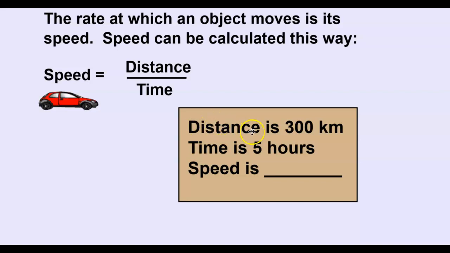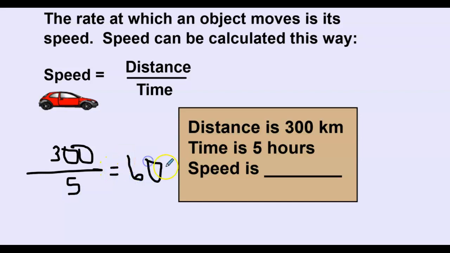So let's say that the distance is 300 kilometers. The time is 5 hours. So you would take and do 300 divided by 5, and that would equal 60 kilometers an hour. I'm sorry it's so sloppy.